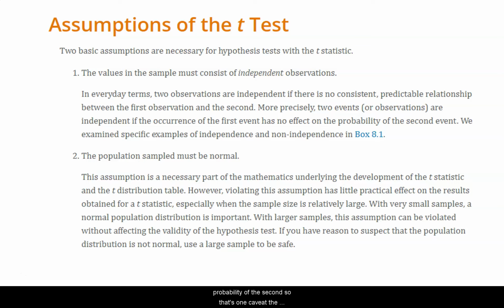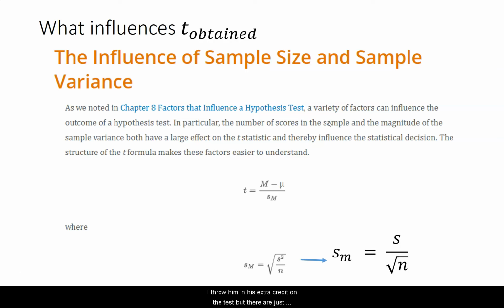The population sampled must be normal. The assumption is a necessary part of the math underlying the development of the t statistic in the t distribution table. Violating this assumption has little practical effect on the results obtained for t, especially when the sample is relatively large. With very small samples, on the other hand, that normal distribution is important. So anyway, these are caveats. I might throw them in as extra credit on the test, but there are just two major assumptions of using that t-test.